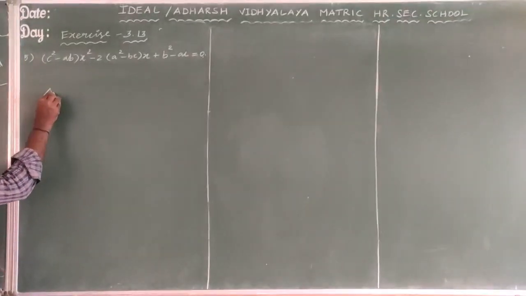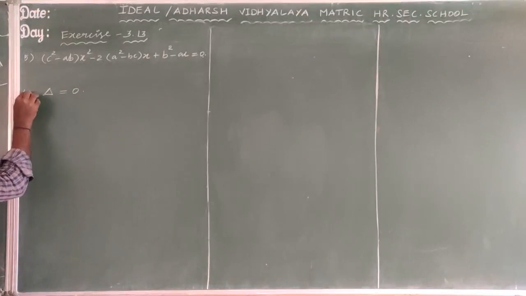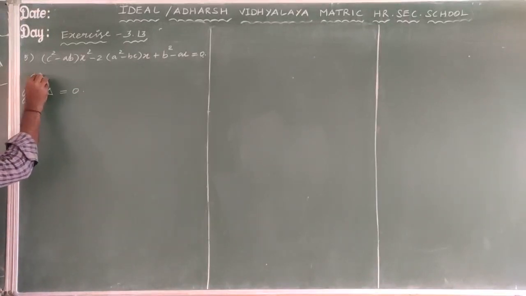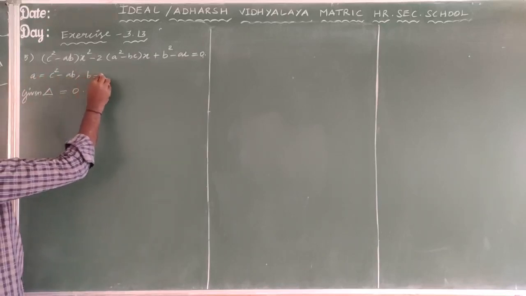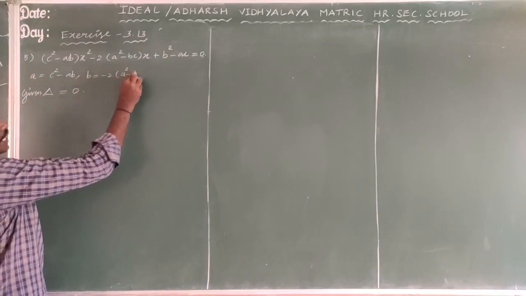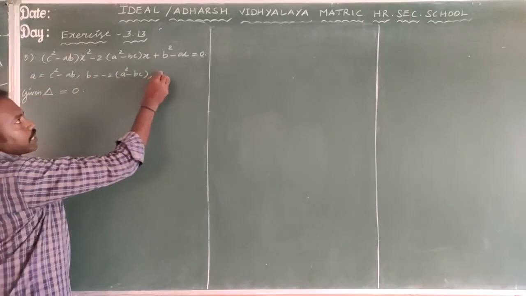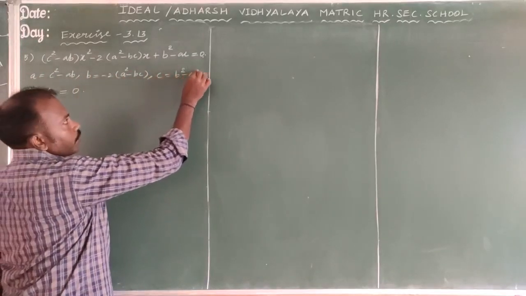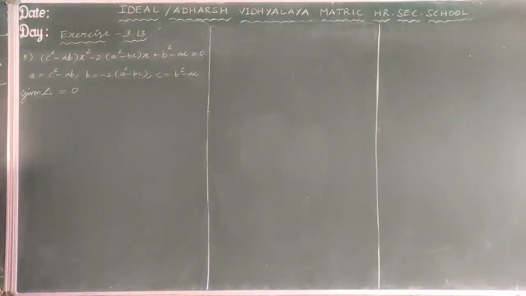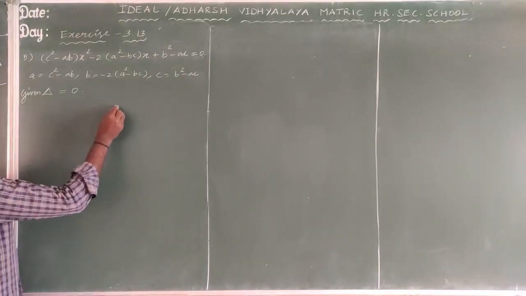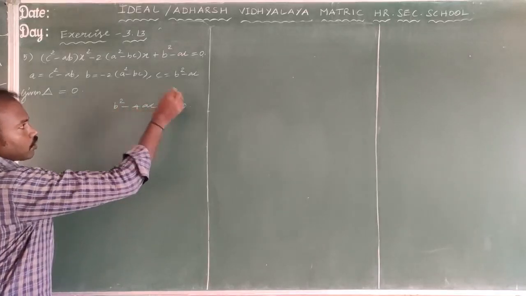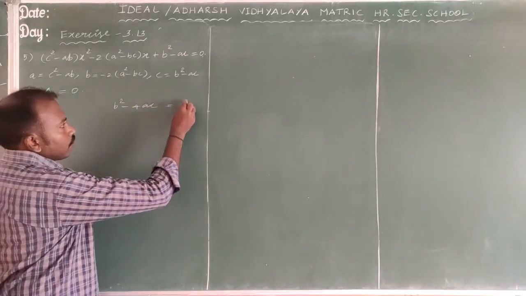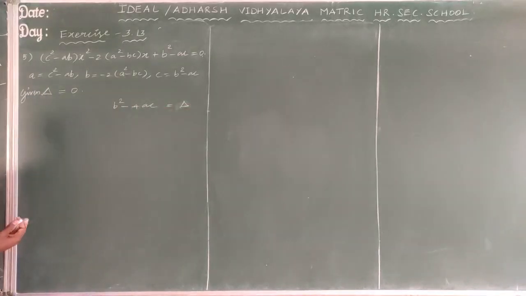So the discriminant is equal to 0. That is given. Here a is equal to c square minus ab, then b is equal to minus 2 into (a square minus bc), and c is equal to b square minus ac. Applying the formula, the discriminant b square minus 4ac is equal to 0.